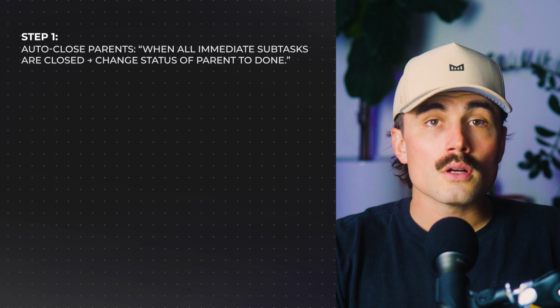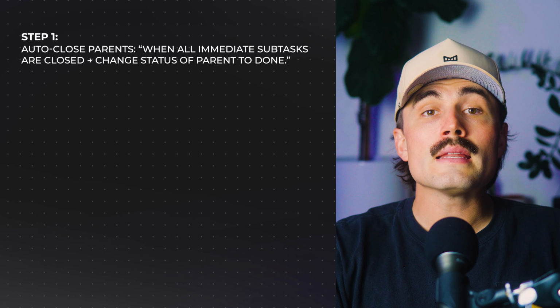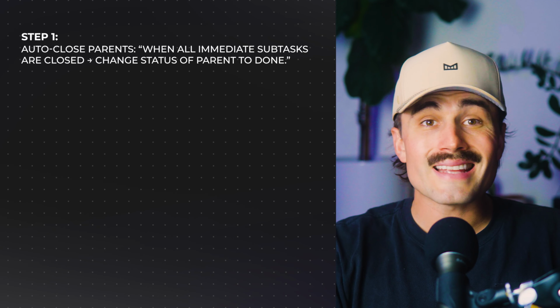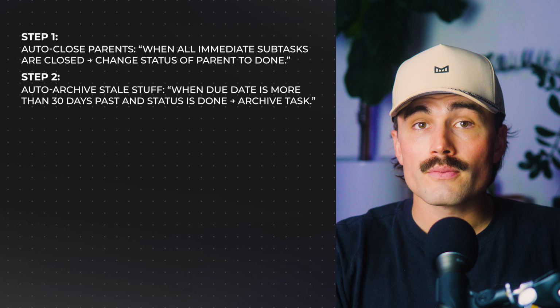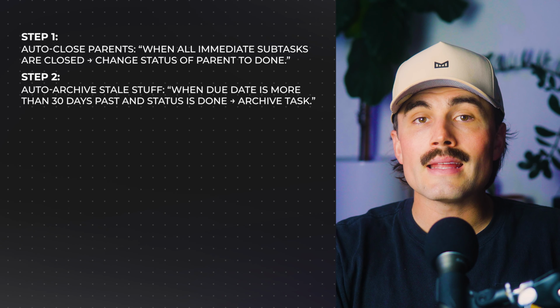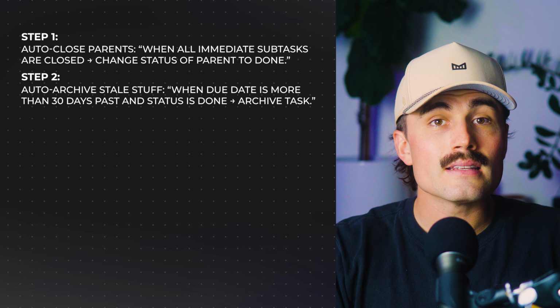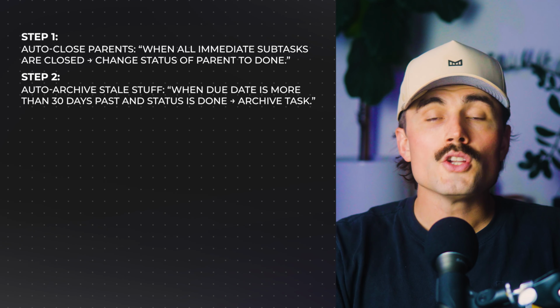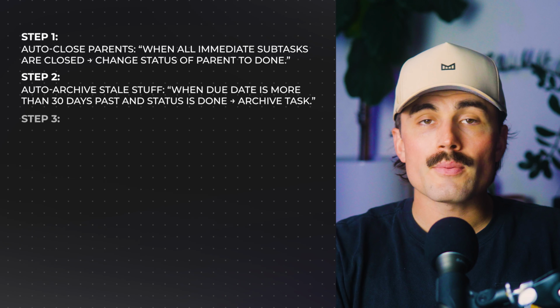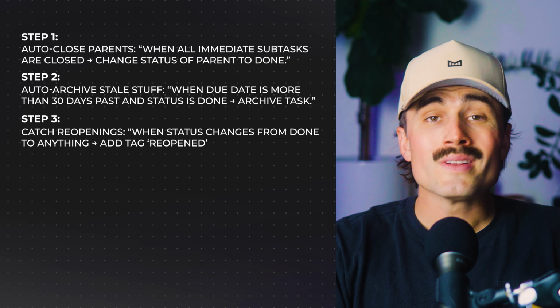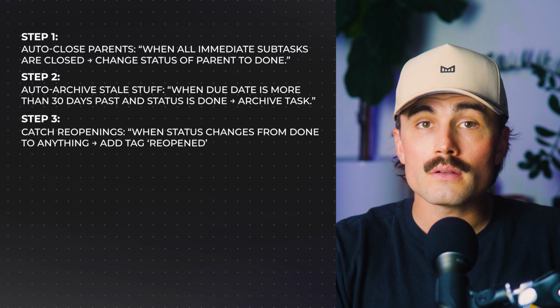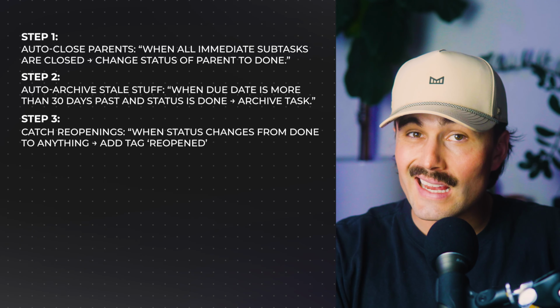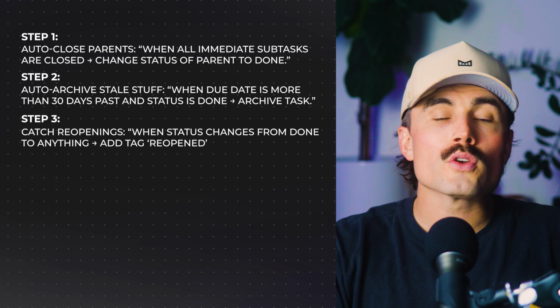So here's how to set it up. Step 1, auto close parents. When all immediate subtasks are closed, change status of parent to done. Step 2, auto archive stale stuff. When due date is more than 30 days past and the status is done, archive the task. Adjust the window to fit your work. Step 3, catch reopenings. When status changes from done to anything, add tag reopened, at mention the previous assignee, and set due date for 2 days from now.